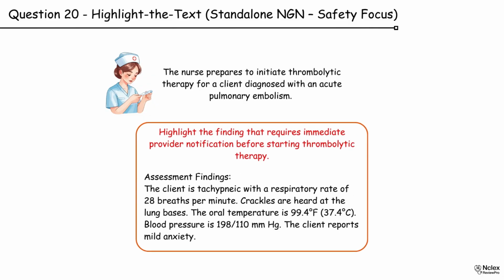The client is tachypneic, with a respiratory rate of 28 breaths per minute. Crackles are heard at the lung bases. The oral temperature is 99.4 degrees Fahrenheit. Blood pressure is 198 over 110 millimeters of mercury. The client reports mild anxiety. Now, highlight the finding that requires immediate provider notification before starting thrombolytic therapy. Take a moment. Think safety and contraindications. Pause here if you need to.